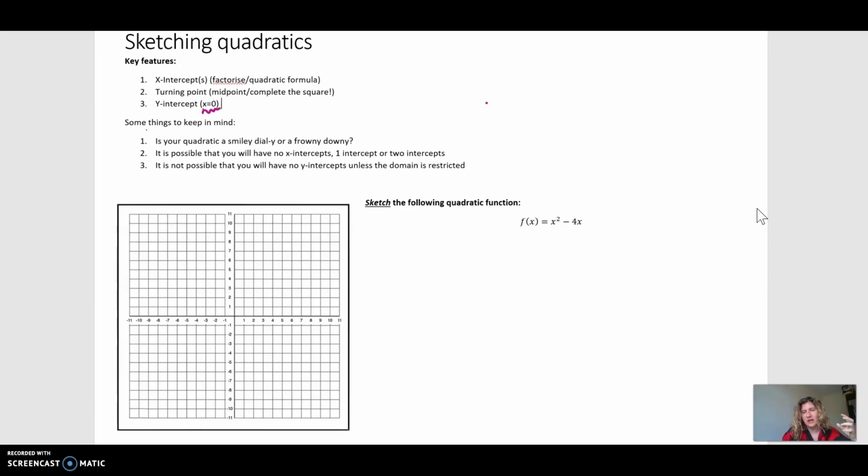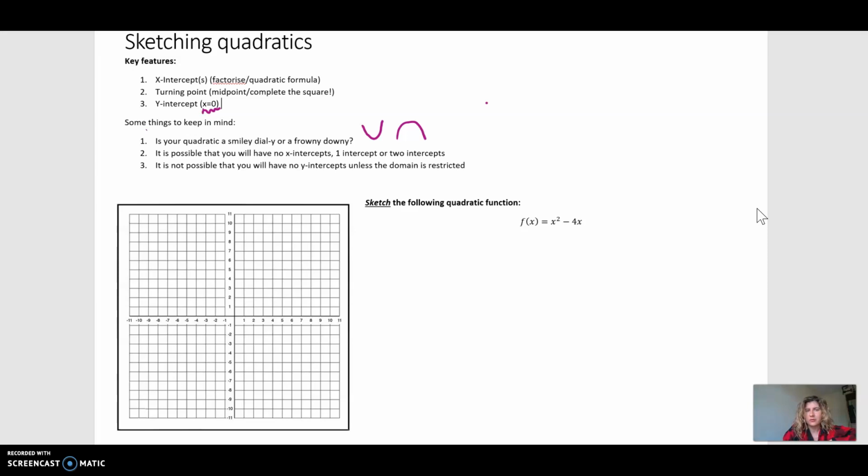Okay, a couple of things to keep in mind while you're sketching. So as well as those things that you've got to do, these are some things to think about. So is your quadratic a smiley face or a frowny face? Now, smiley is looking like that. It's a happy face. Okay, frowny, upside down, sad face. Okay, so two different forms of quadratics, and we'll look at that a little bit.